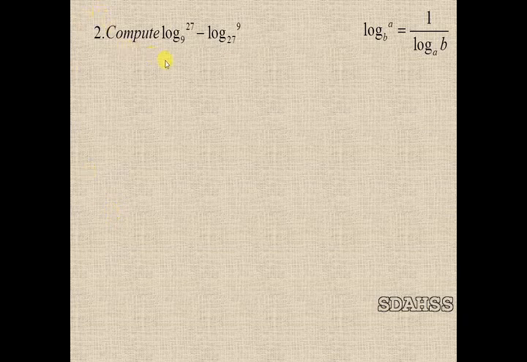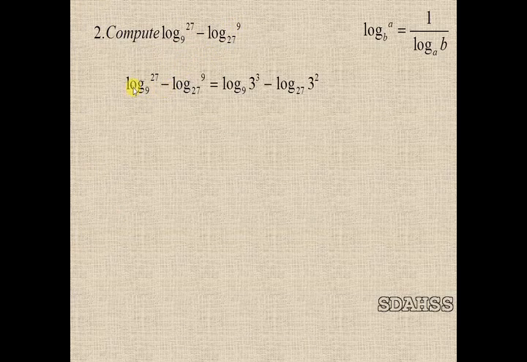Second sum. Compute log 27 base 9 minus log 9 base 27. This is equal to: 27 can be written as 3 cube. So log 27 base 9 can be written as log 3 cube base 9, minus log 9 base 27, where 9 can be written as 3 square, log 3 square base 27, which is equal to this power.